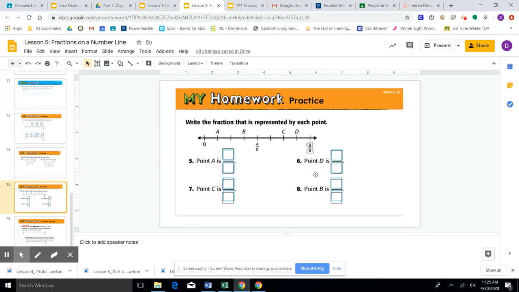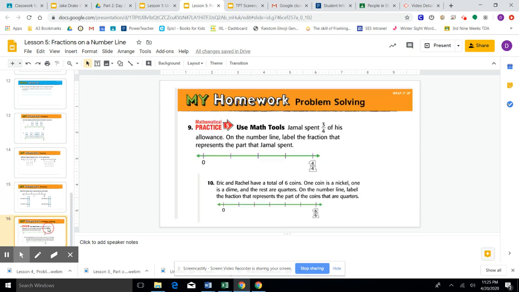Okay, for 5, 6, 7, and 8, it's the same thing. You're just looking at point A. Think, this number line is divided into 8 parts. So my denominator for all of these is going to be what, if it's divided into 8 parts? Then your point A, point B, point C, and point D would be your numerator.